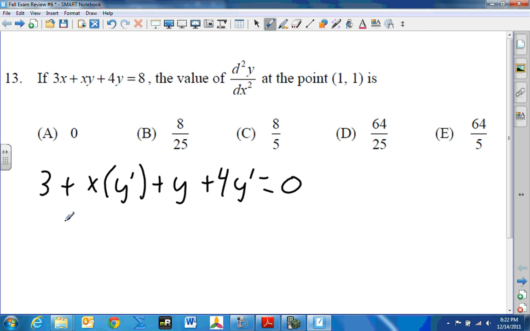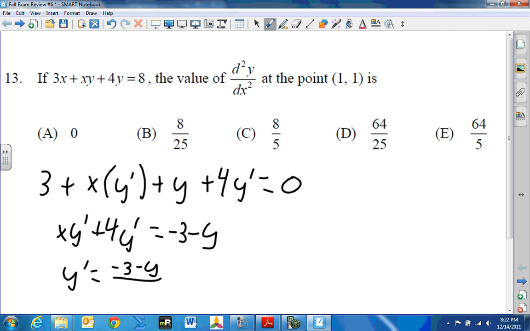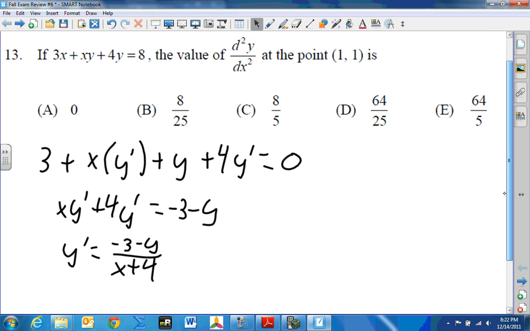Now if we solve that out, we can collect all our y prime terms on one side and move the others over here, negative 3 minus y. And if we factor that out, we get y prime equals negative 3 minus y over x plus 4. Now we need to take the derivative of that.